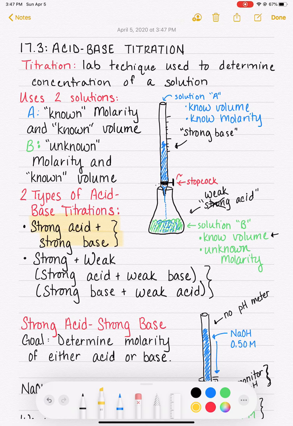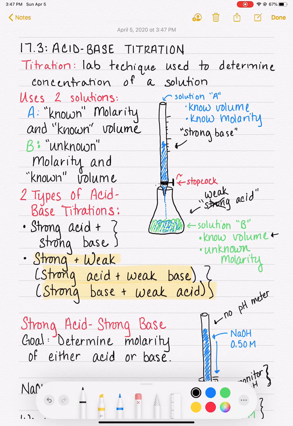One, calculating the molarity of an unknown, in our case an unknown acid, from titration data. And then the other one was calculating the pH during an acid-base titration, not at the equivalence point, but some other random point. So we've done everything we can do with strong acids, strong bases. What we're ready to focus on now is strong and weak titration, so either a strong acid with a weak base or a strong base with a weak acid.